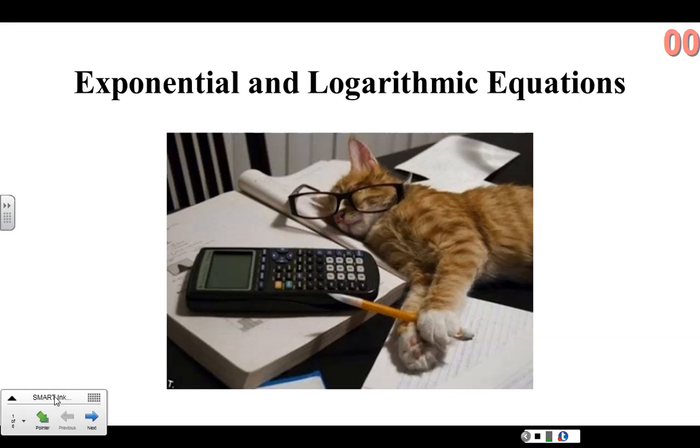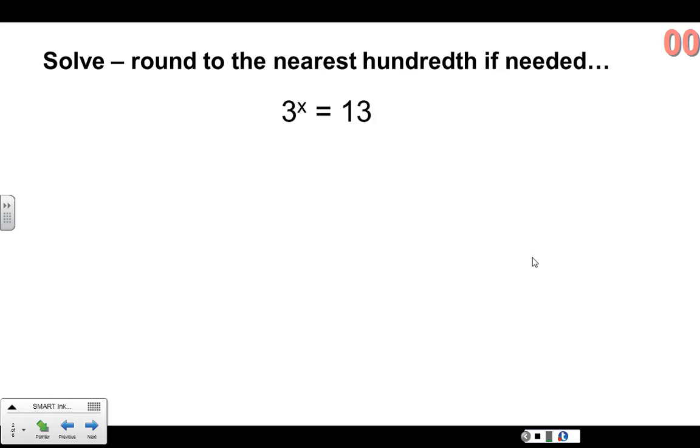In this video, we will learn to solve some more exponential and logarithmic equations. Solve. Round to the nearest hundredth if needed. In this exponential equation, 3 to the x power equals 13.